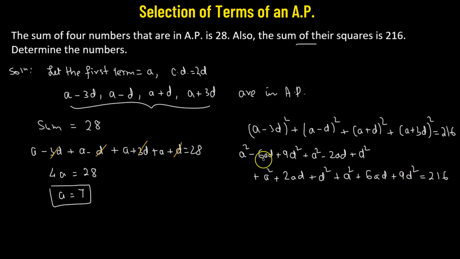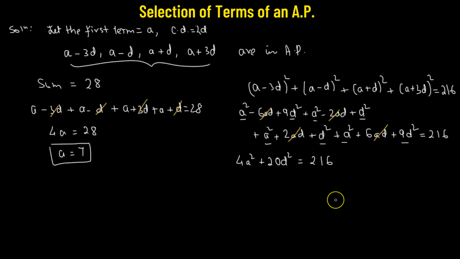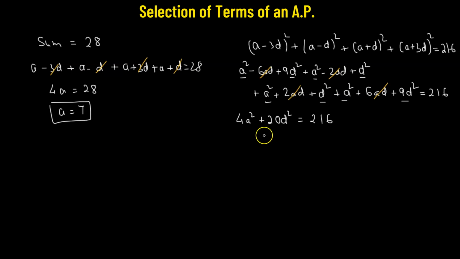Here a couple of terms get cancelled out. We have negative 6AD and positive 6AD cancelling out, negative 2AD and positive 2AD cancelling out. Now A squared is repeating 4 times, so we have 4A squared, plus 9D squared plus D squared, which is 10D squared, plus another D squared, which becomes 11D squared, and 11D squared plus 9D squared is 20D squared. This is equal to 216. So we'll divide both sides by 4. That means we have A squared plus 5D squared equals 54.